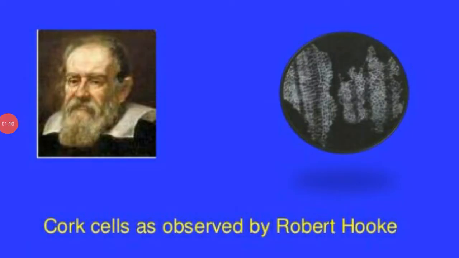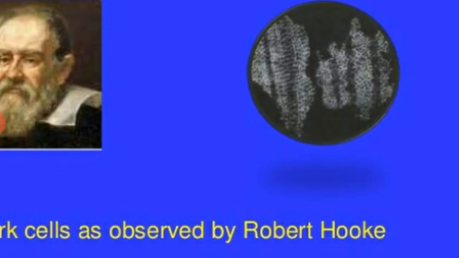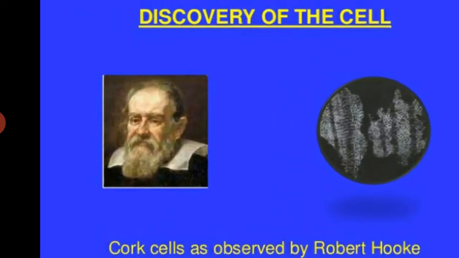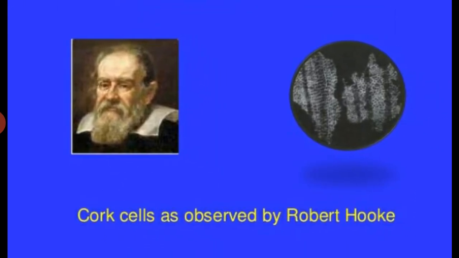Cork cell as observed by Robert Hooke. In this diagram, that is cork. What is cork? Cork is the cell wall that is made up of wax material. That cork cell is present in the honeycomb. So this cork cell was observed by Robert Hooke.